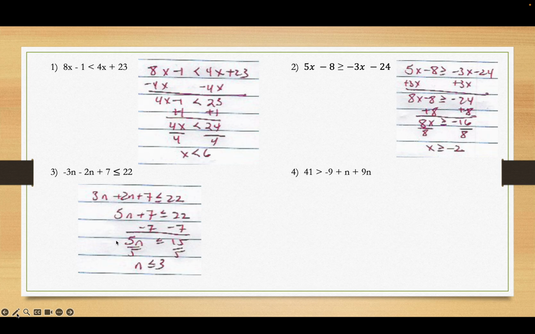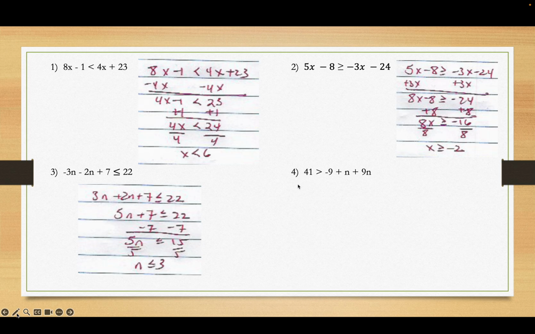Minus 7 to both sides. Again, this should be negative 5n is less than or equal to 15. Divide by negative 5, and I would get n is greater than or equal to negative 3. Again, n is greater than or equal to negative 3. So listen to the verbal on that rather than just looking at what was written. N is greater than or equal to negative 3.